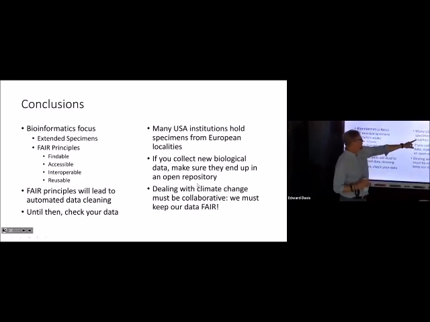Many US institutions do hold specimens from European localities. So if you're interested in understanding how things have changed their distributions in Europe over the 20th century, it would be a good idea to check with US collections as well, because they may have some key specimens for helping to understand that context. If you're doing paleontology research, they may have some key specimens you need for your paleontology research too. If you collect new biological data, make sure that they do end up in one of these open repositories so people can find and use them.